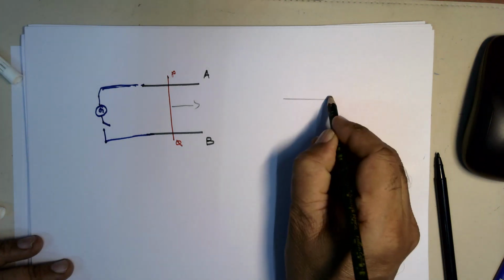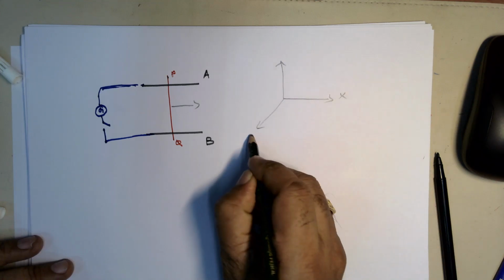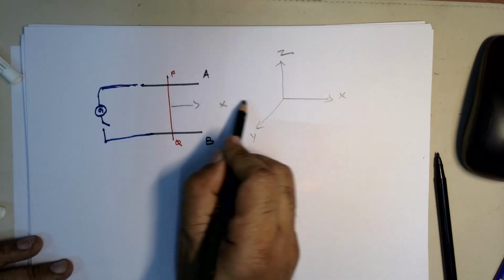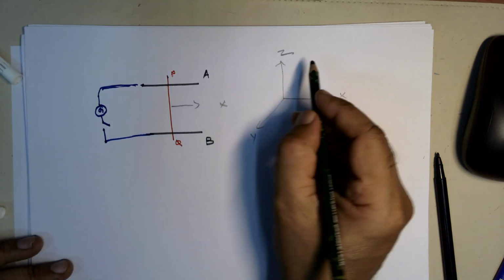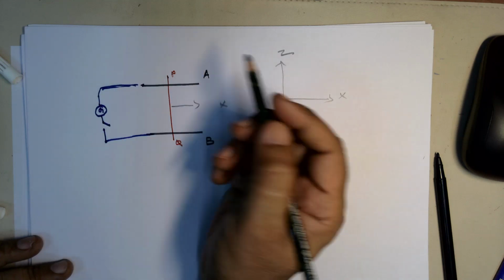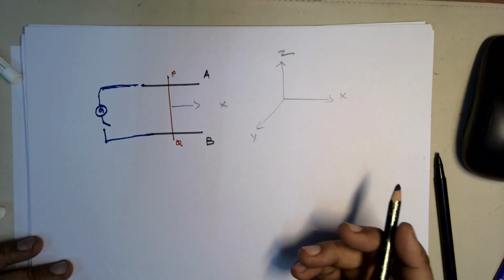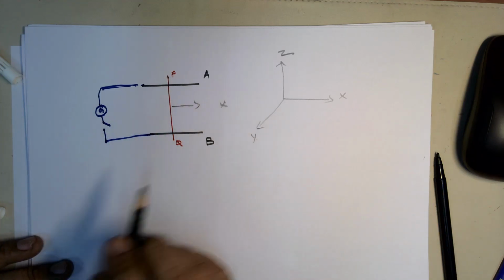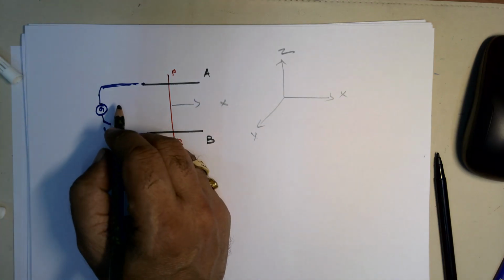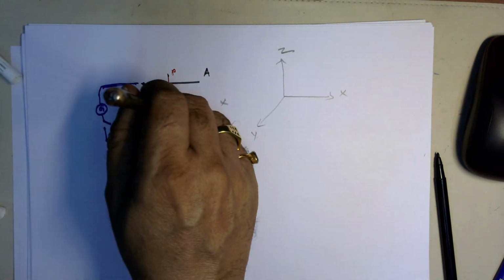Let me say this is x-axis, y-axis, z-axis. Okay, x, y, z. So along x-axis, the rod is moving, and along the z, you are able to get the magnetic field. Okay, and then you have got the y-axis, where you have kept the rod like this. Now, they are mutually perpendicular to each other. Okay, so the magnetic field is going like this.